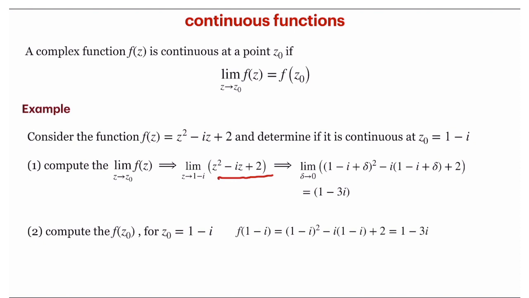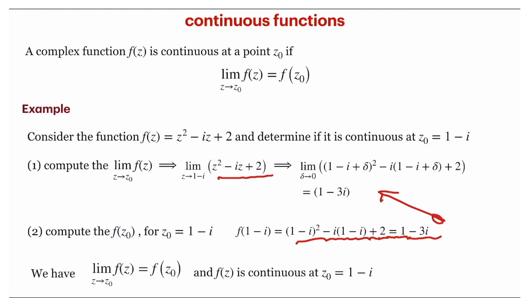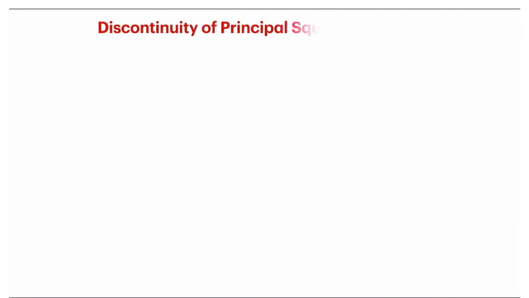The second thing which needs to be shown is f of z naught, and these two results have to match. f of z when z naught is equal to 1 minus i is f of 1 minus i, that is (1 minus i) squared minus i times (1 minus i) plus 2. This takes the value of 1 minus 3i. So these two do match. So the function is continuous at z naught equal to 1 minus i. So we have the limit as z goes to z naught of f of z equal to f of z naught. The function is continuous at z naught equal to 1 minus i.